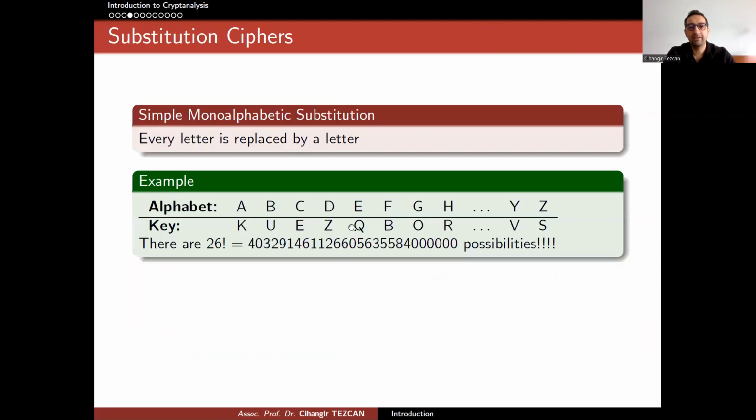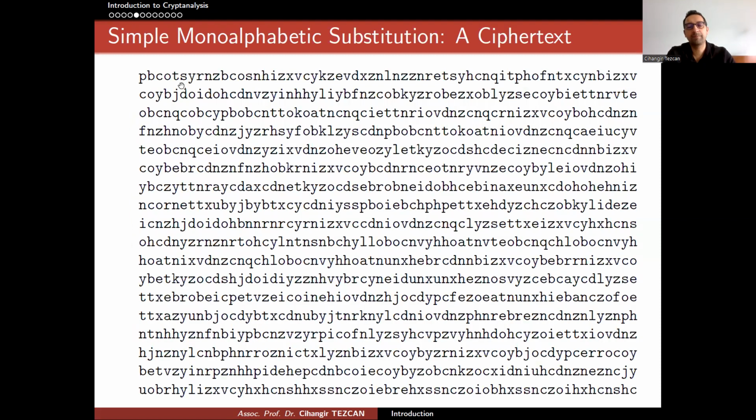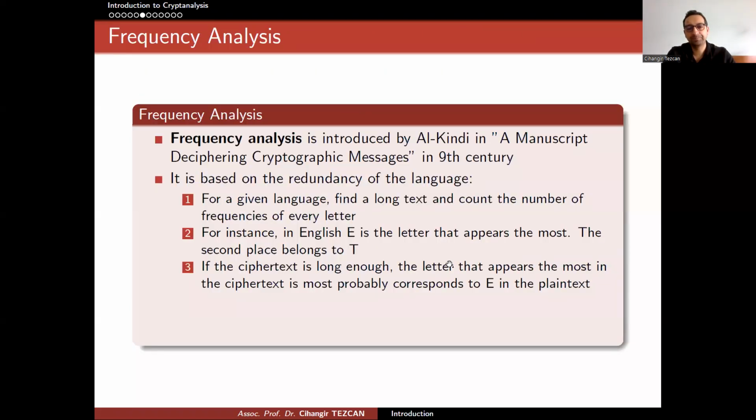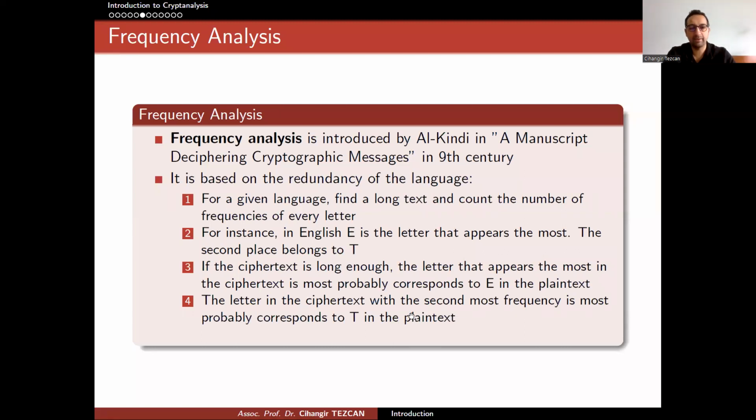Let's go back to our secret key. In your messages, you are replacing every E with Q. But if it is written in English, E should be the most appearing letter in your plaintext. So then Q should be the most appearing letter in your ciphertext. So the attacker captures the ciphertext here and counts the frequencies of every letter. We count how many times a letter appears. The letter that appears the most, in this example Q, should belong to E. And similarly, the letter that appears the second most should belong to T, and so on. This way, you can actually capture all of them.